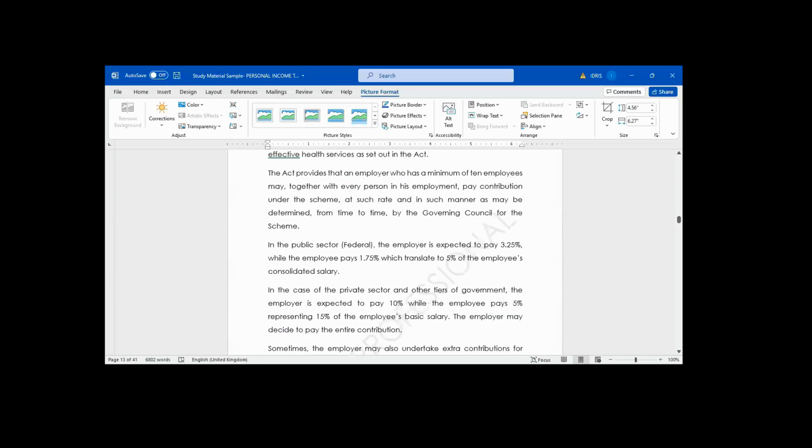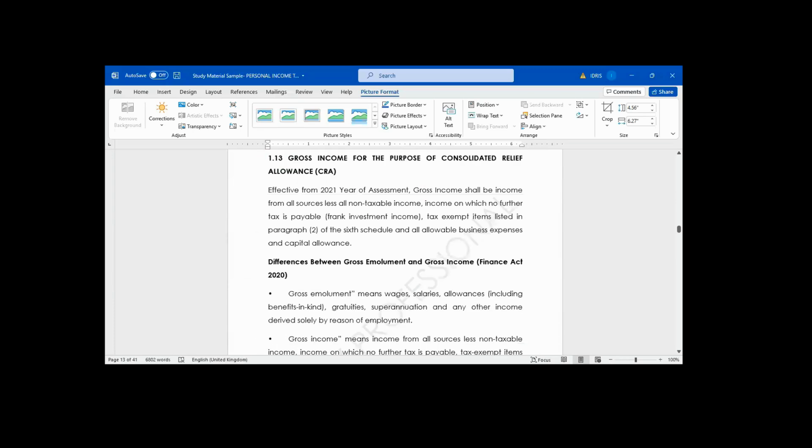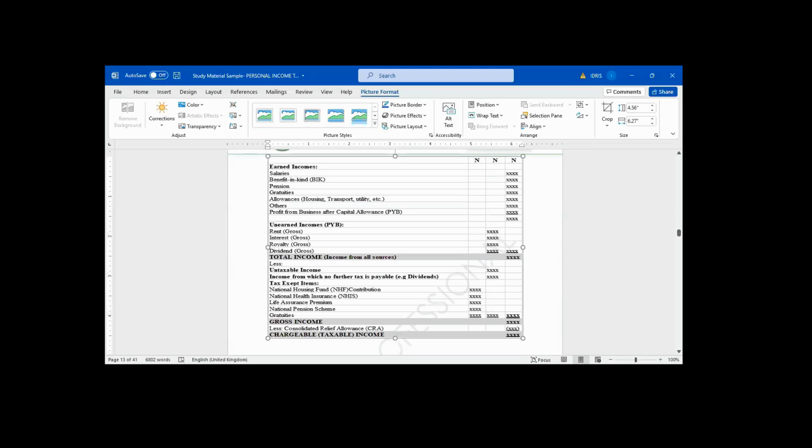While computing personal income tax, if the examiner gives us the National Housing Fund contribution amount, we don't need to find 2.5% of basic salary. But if the examiner tells us that the employee pays National Housing Fund contribution and did not give us the amount, we have to look for 2.5% of the basic salary and put it.